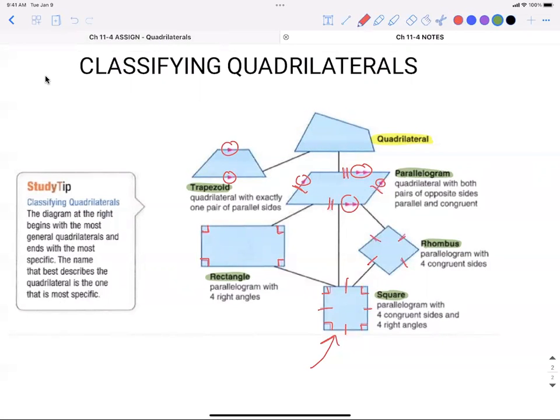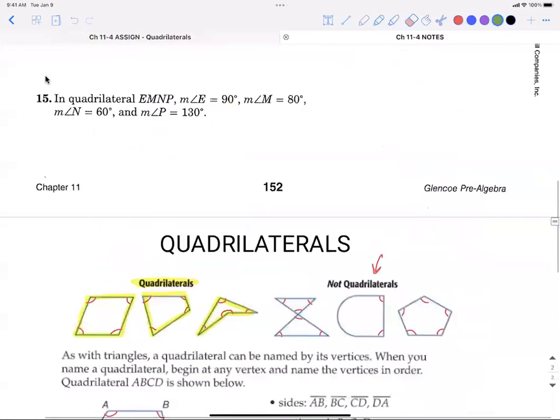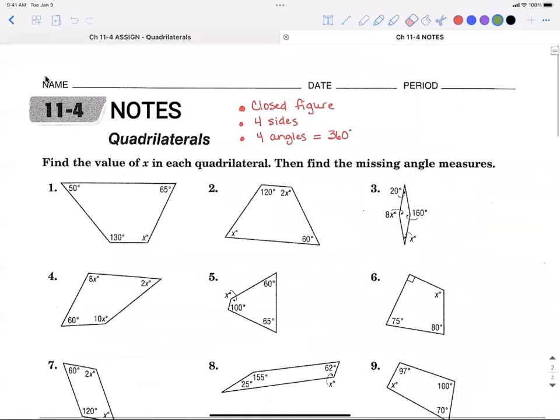So those are your special quadrilaterals, and when you are classifying quadrilaterals, make sure to use the most specific or special term possible, and then if it's not a special one, then just call it a quadrilateral. All right, so let's look at your notes here. If you're at home, you're just going to have to sketch a couple of these.